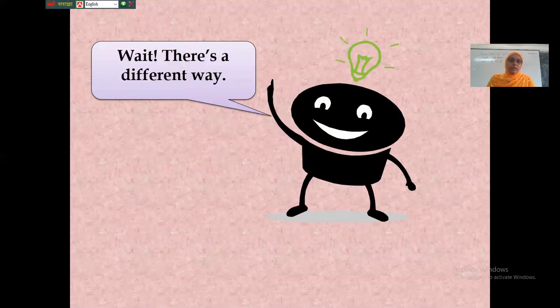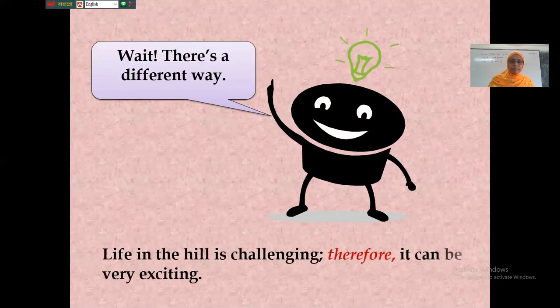But there is a different way. Life in the hills is challenging, therefore it can be very exciting. There is a new connecting word, and it is therefore.